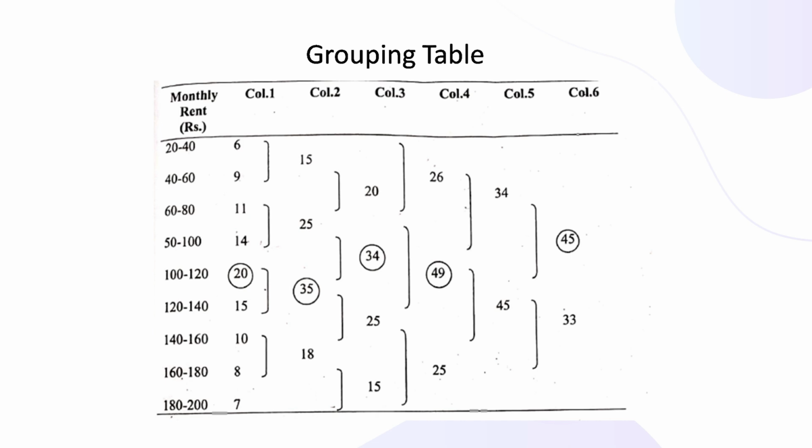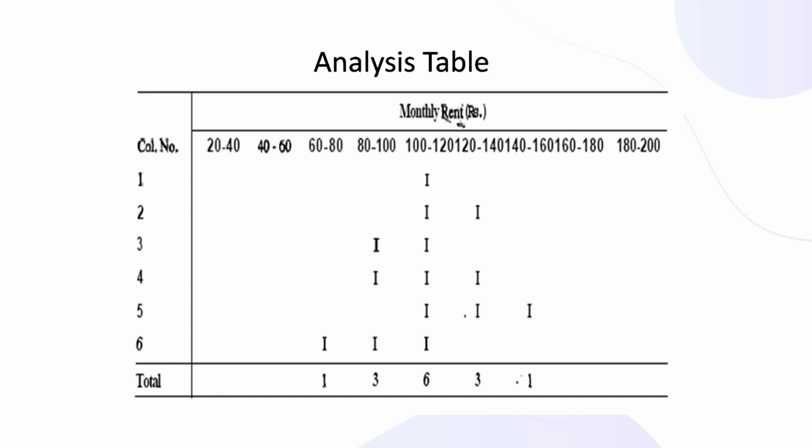Here in the fifth column it was not encircled, but you have to identify which is the highest frequency. 45 is the highest frequency. So based on this grouping table, you have to prepare the analysis table. Now in the analysis table, 6 is the highest repetition.